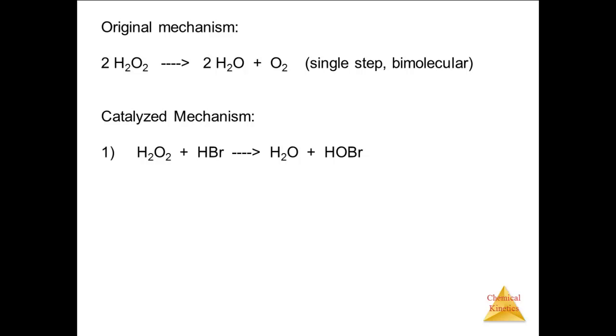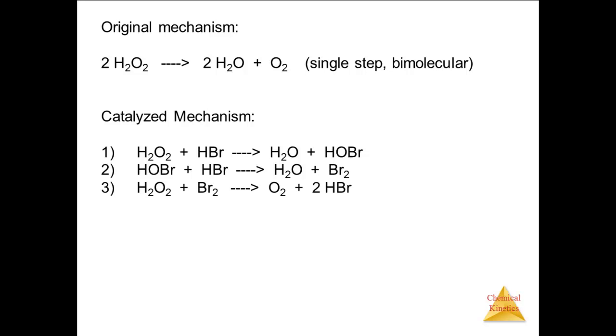In step 1, H2O2 reacts with HBr to produce water and HOBr. In step 2, the HOBr reacts with another HBr to produce water and bromine. Finally, in step 3, the bromine reacts with H2O2 to produce oxygen gas and HBr.